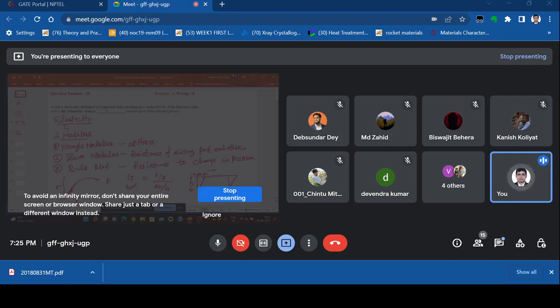So a rod is elastically deformed. This is a question from 2016. A rod is elastically deformed by uniaxial stress resulting in a strain of 0.02. Poisson's ratio is given 0.3. What is the volumetric strain? So how to calculate this?